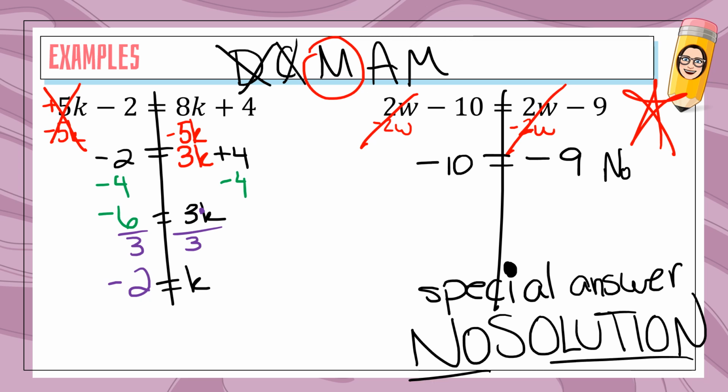I want to see no solution if they're not equal. Now, this happens because what that means is there's no number in the world that'll make this equation work. It's just a bad equation. Nothing works.